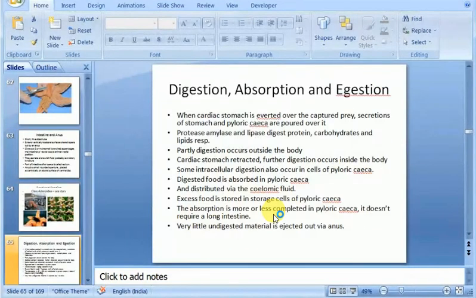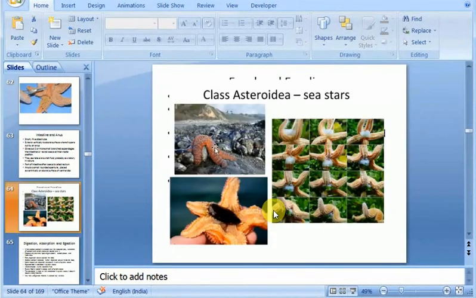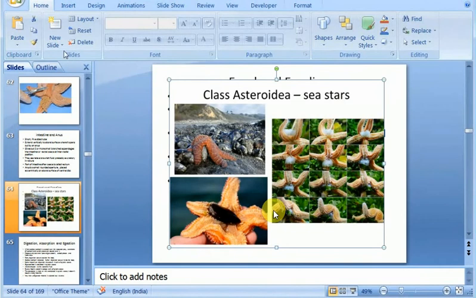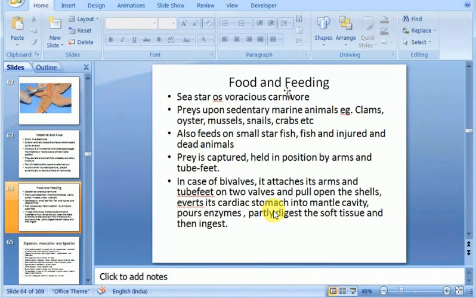Next is the digestion, absorption, and the food and feeding of the sea star. The sea star is a voracious feeder, and it is carnivorous in nature. It preys upon sedentary marine animals such as clams, oysters, mussels, snails, and crabs. Also, it feeds on other small starfishes, small fishes, and injured and dead animals as well. But generally, it is a carnivore.